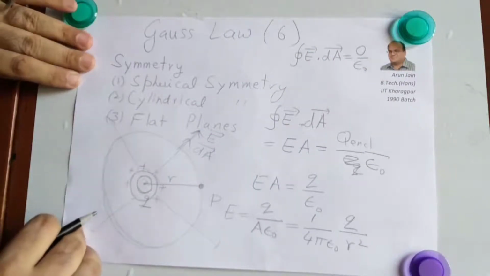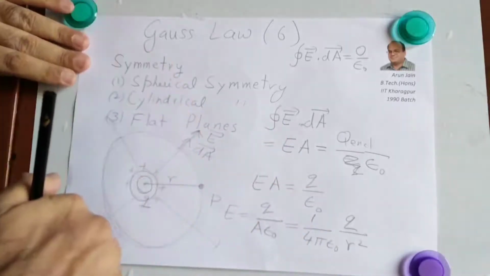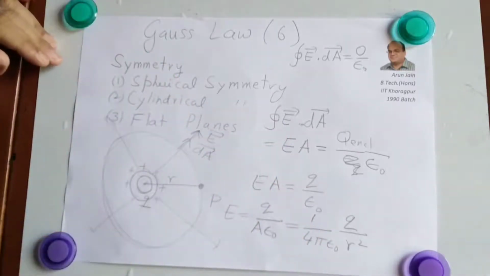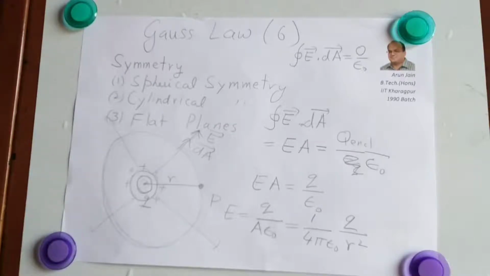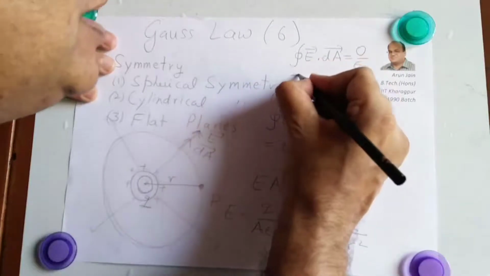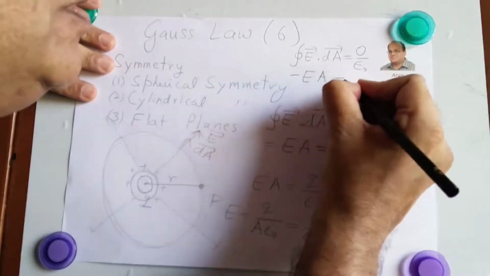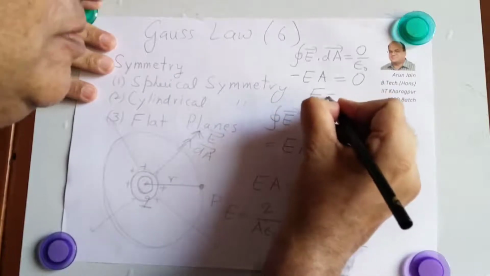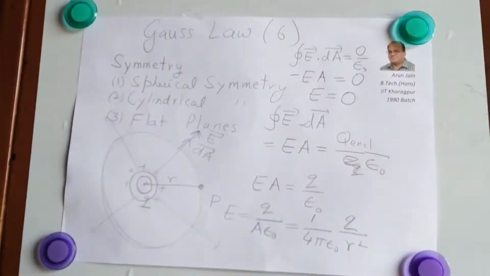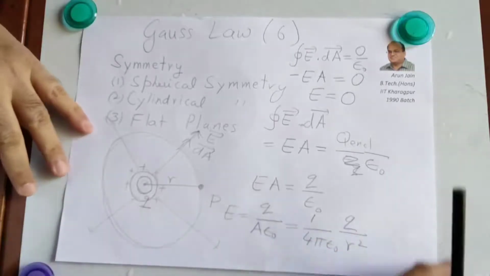Symmetry arguments will still hold. Now the E vector will be radially inside, dA vector is radially outwards. So if you do E vector dot dA vector, you'll get E dA cos of 180 degrees, which is minus E dA. Again, E will have the same magnitude. So basically this integration will come out as minus EA equal to 0. So E is equal to 0. At every point inside the spherical shell, electric field is 0. At every point outside, the spherical shell behaves like a point charge at center. This is the same result that we got from shell theorem.